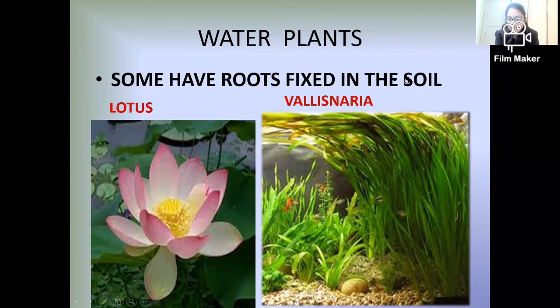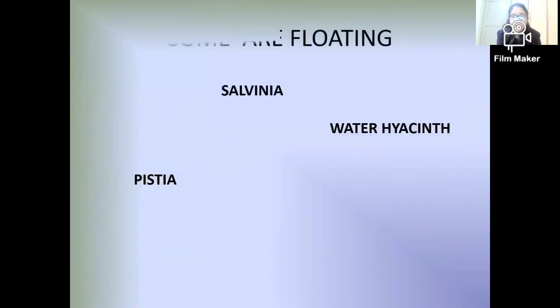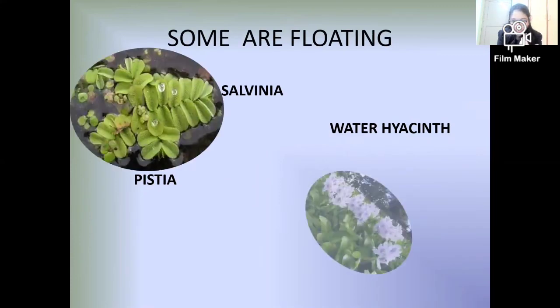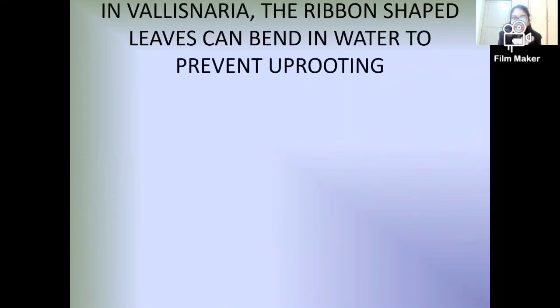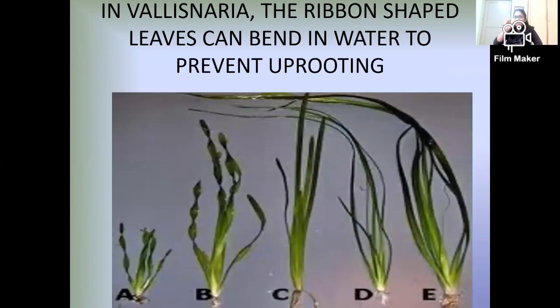The other one is vallisneria. Some plants are floating. The floating ones are like salvinia, water hyacinth, and pistia. Now let's learn about vallisneria. The ribbon-shaped leaves can bend in water to prevent uprooting. You can see the leaves are ribbon-shaped, and they can bend in the water to prevent the uprooting of the plant.